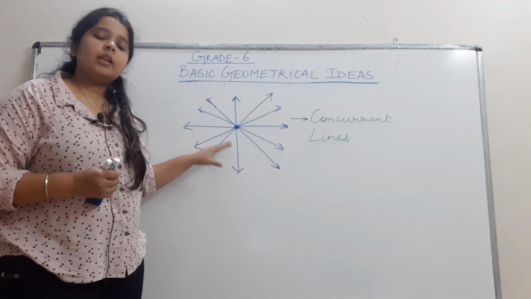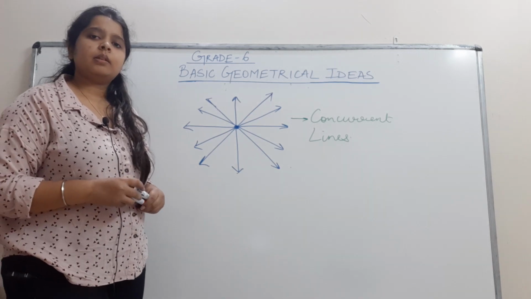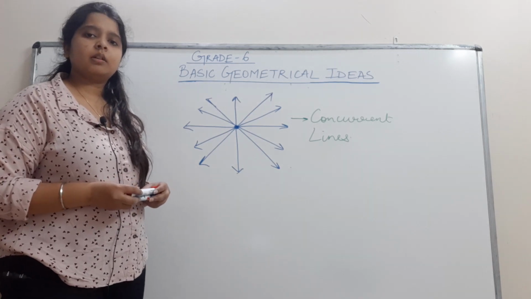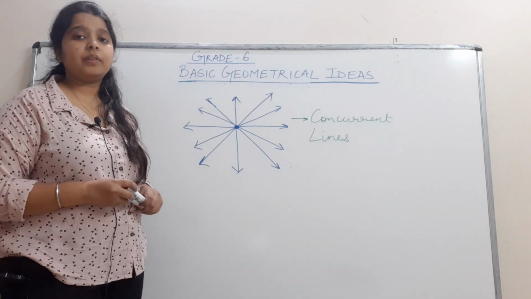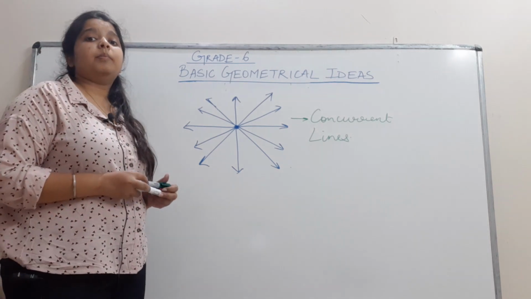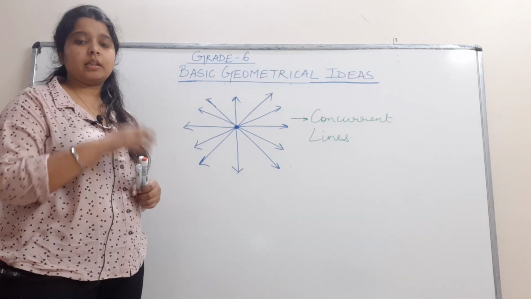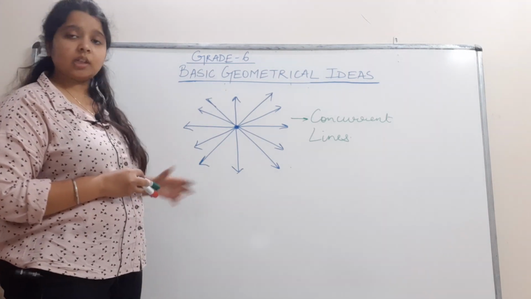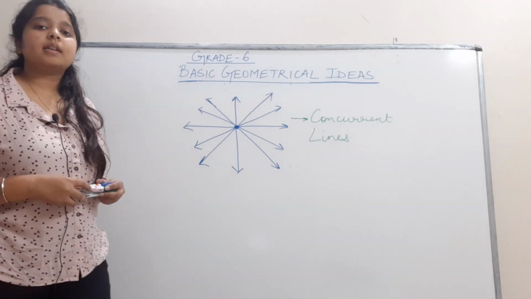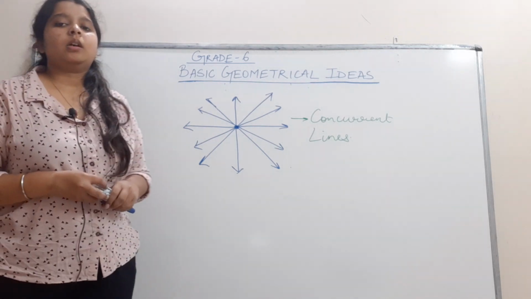Am I clear? Can you give me an example of concurrent lines? Yes, a wheel, right? The national emblem, the Ashok Chakra, which is in the middle of our Indian flag. So all these are examples of concurrent lines.